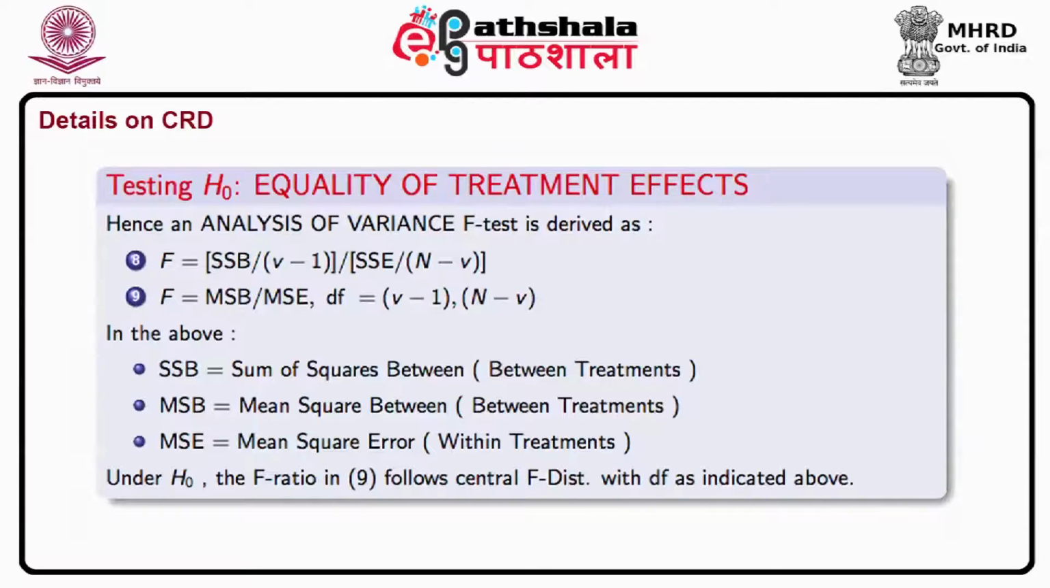So in the above, SSB is equal to the between sum of squares, MSB is equal to the mean square between treatments, MSE is equal to the mean square error within treatment, and under H naught the F ratio in 9 follows a central F distribution with degrees of freedom as we have indicated above.